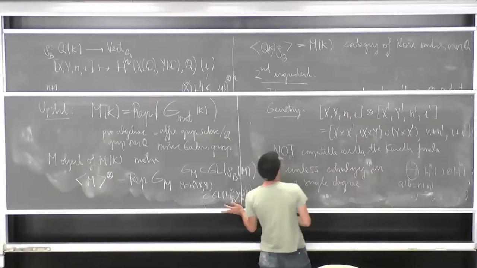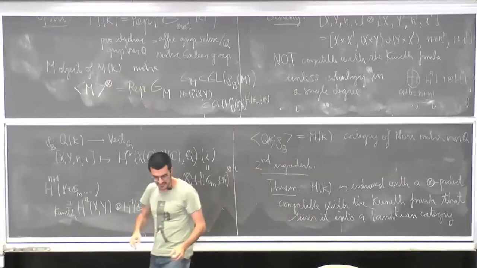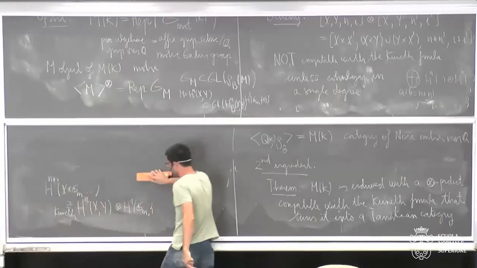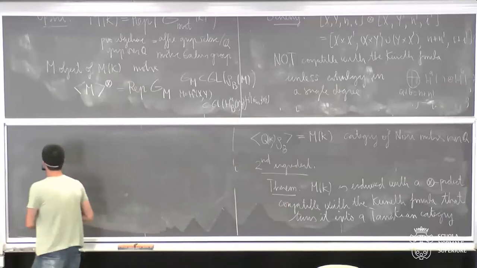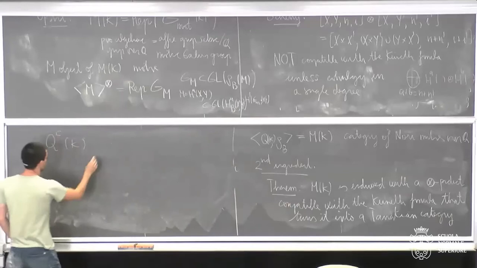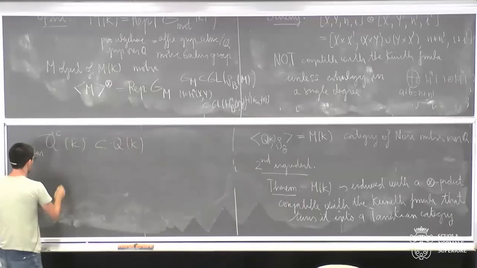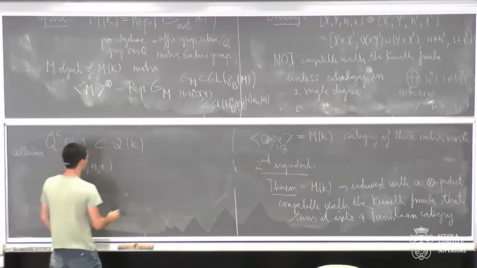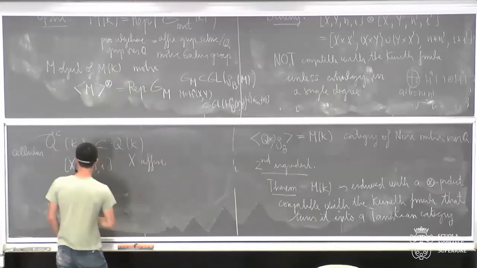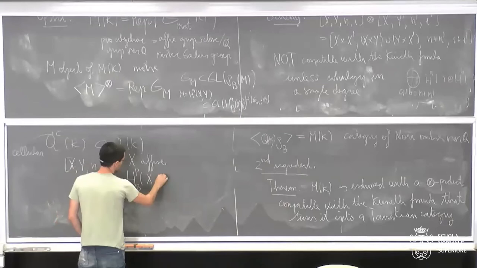Okay, so this gives you an idea of what to do. You are going to restrict yourself to the case where there is cohomology in one degree. So you consider a subquiver, where C stands for cellular. These are the objects (X,Y,n,i) with two properties. So X is affine, and the cohomology H^p(X,Y) vanishes if p is different from n.